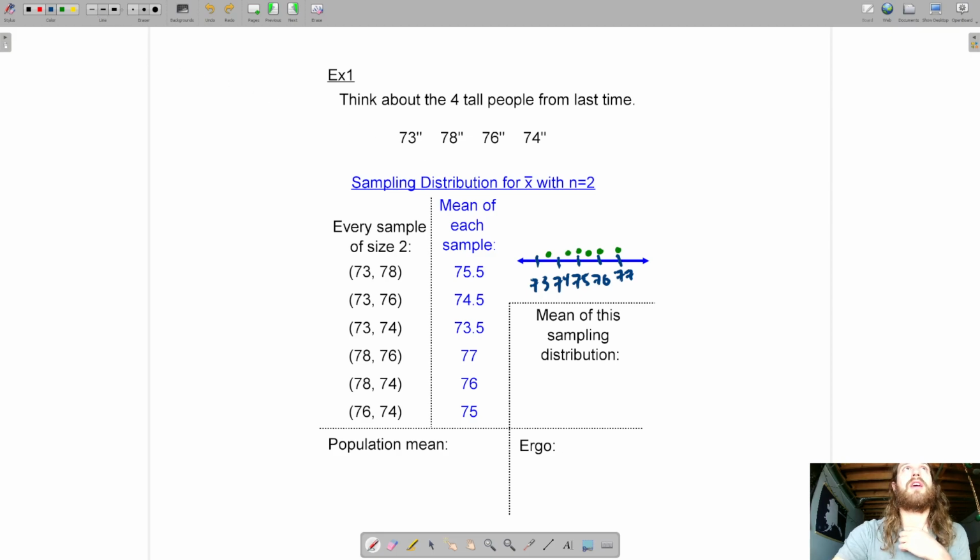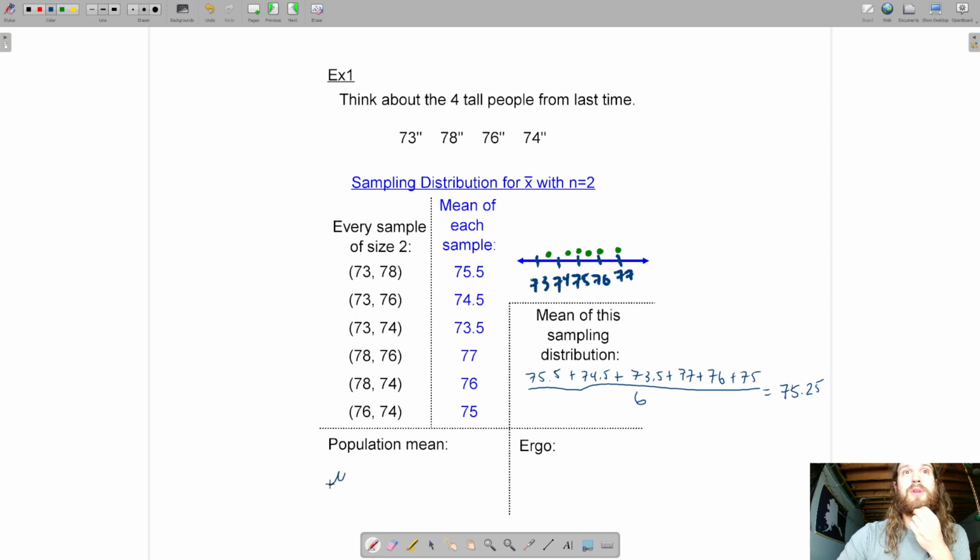What if we get the average of these things? I'm going to have to write smaller. What if we did 75.5 plus 74.5 plus 73.5 plus 77 plus 76 plus 75? What if we added up all of these and then divided by 6? This would be the mean of this sampling distribution, the balance point of these 6 dots. Well, guess what we get?